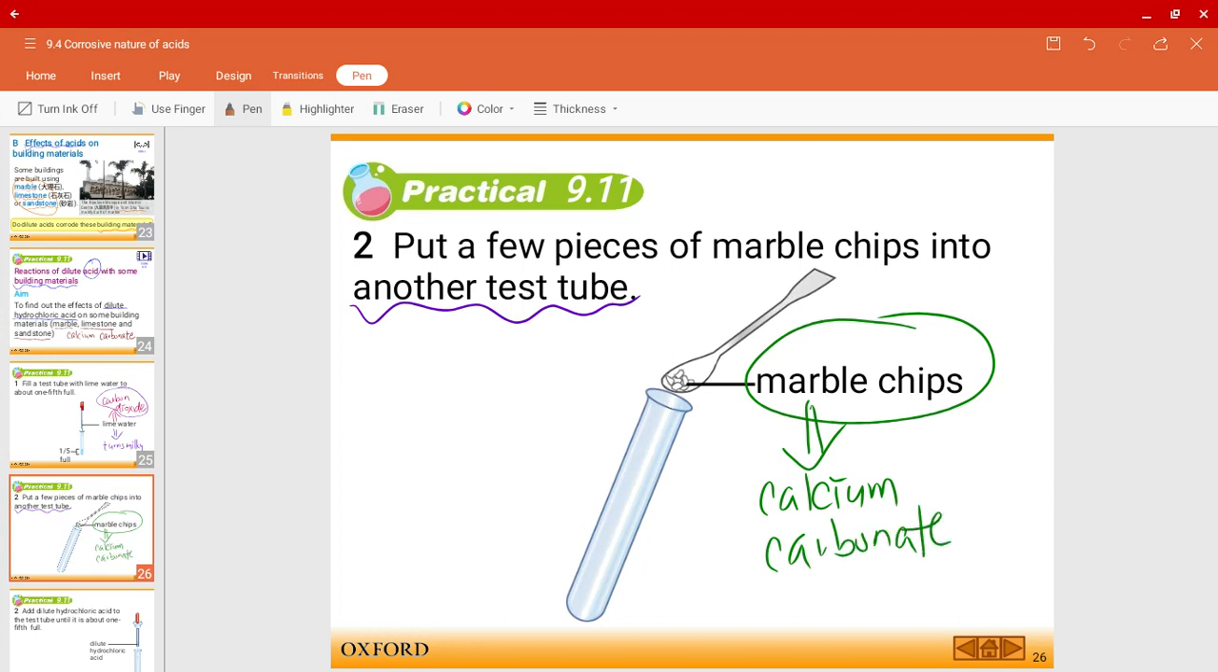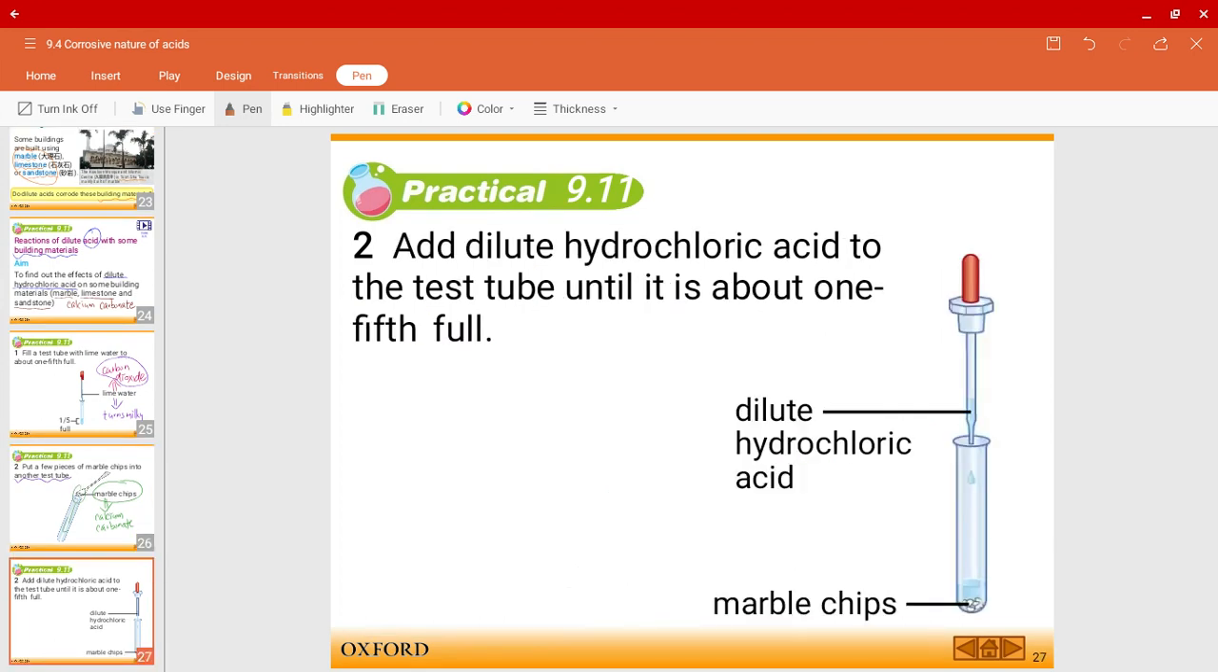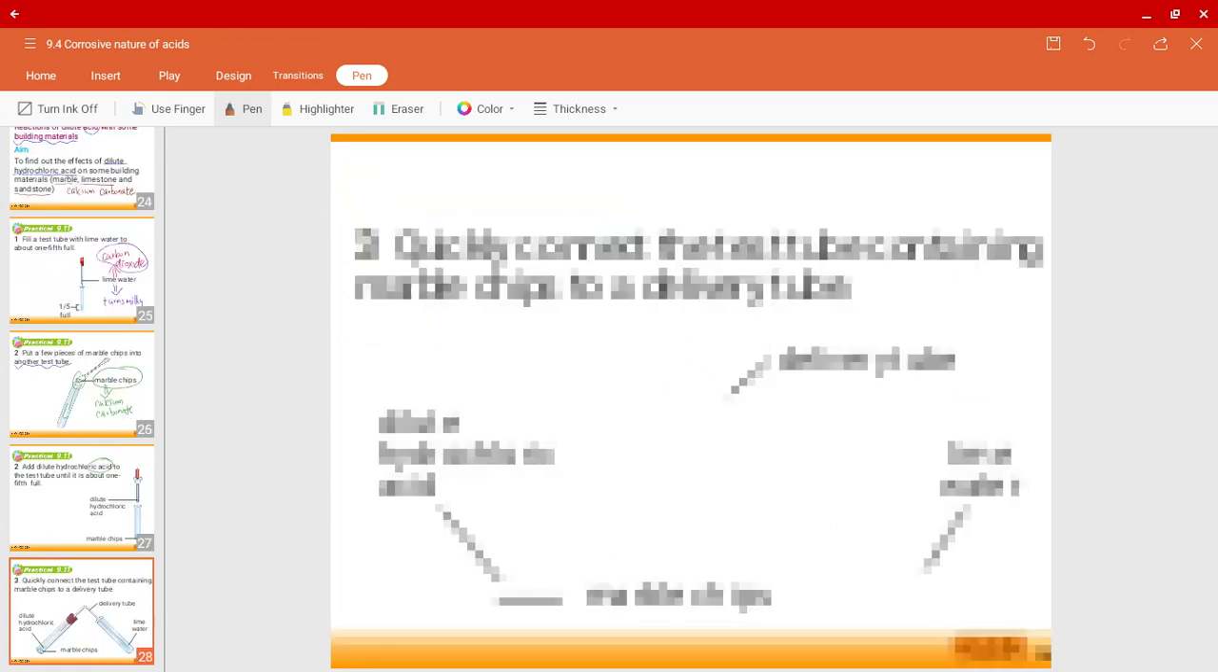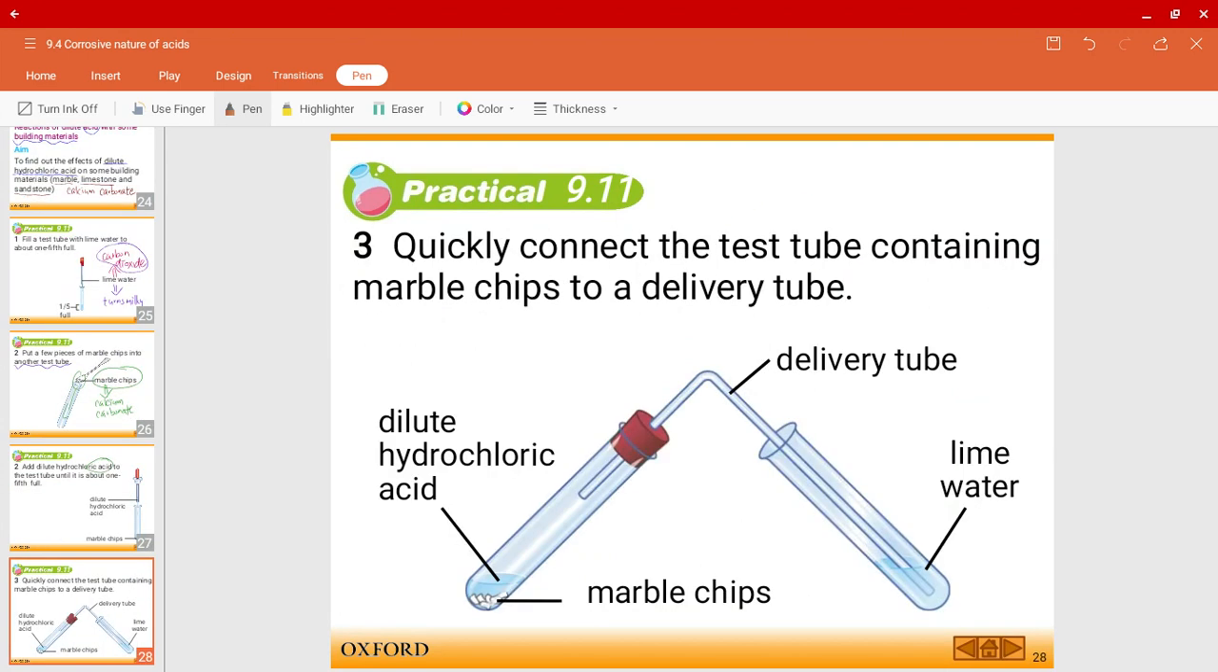You get another test tube and add the marble chips inside. Afterwards, you add the acid. Then you get the first test tube, which had the lime water, and you connect it to the other test tube, which has the acid and the marble chips. You'll use a delivery tube to connect them.